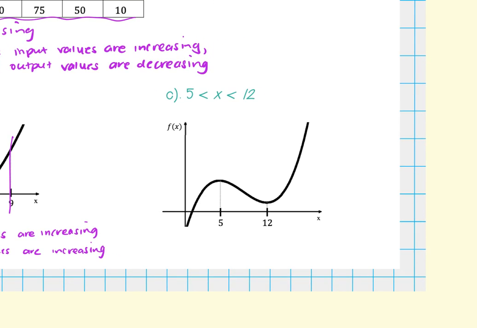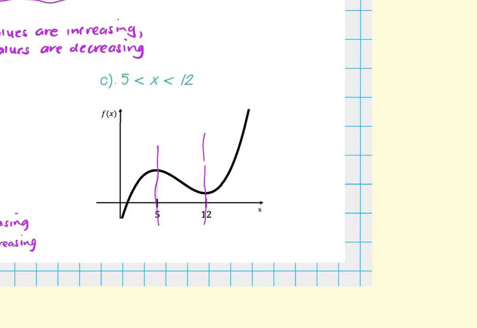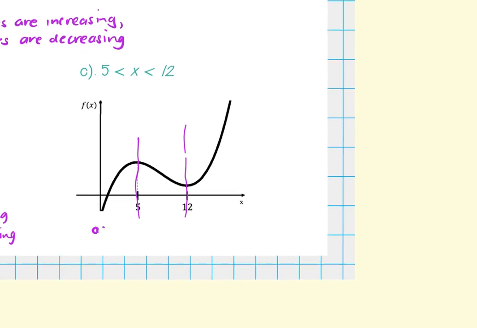And C is from 5 to 12. What's happening to those values? They're decreasing. So as input values are increasing, output values are decreasing.